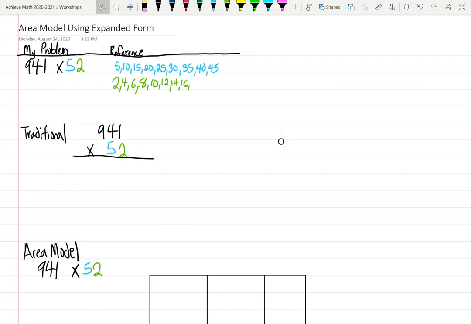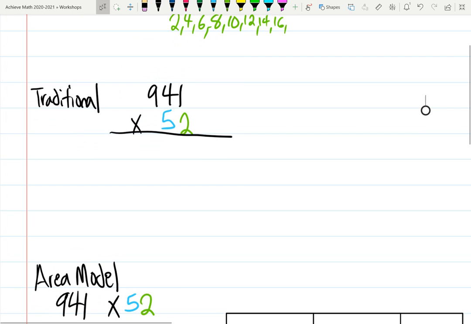Hi, today I'm going to teach you how to multiply traditionally while also using an area model and expanded form to multiply. My problem is 941, and I'm going to be multiplying it by 52. So let's begin. Traditionally, we go right to left, so I'm going to multiply first starting with the 2.